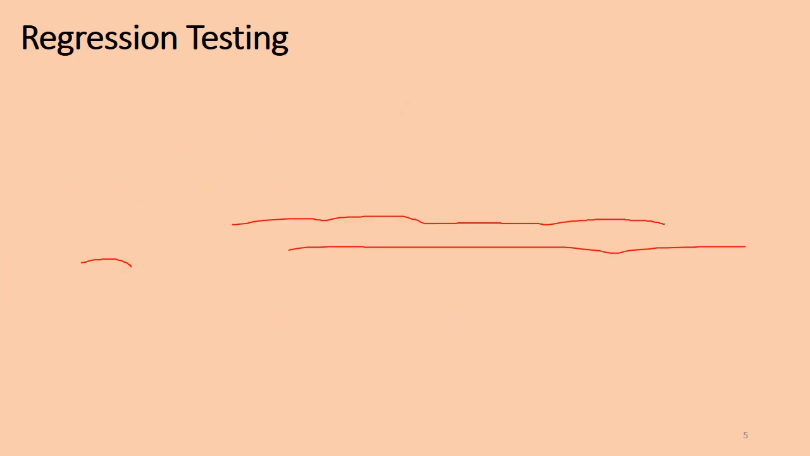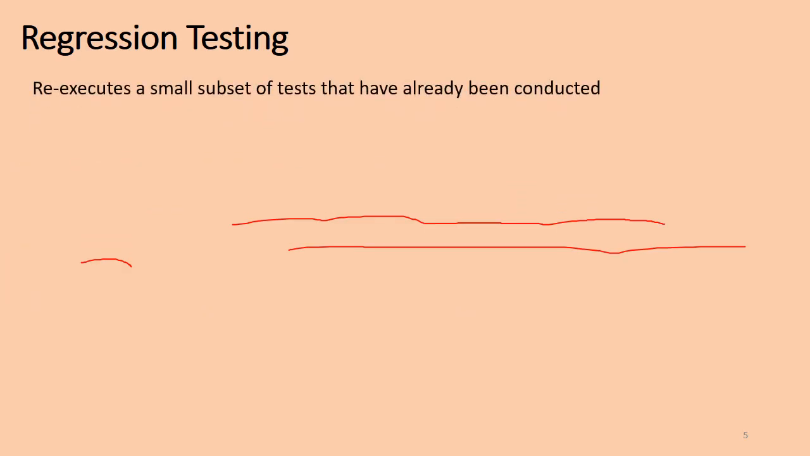Now again, just a summary of this. It re-executes a small subset of tests that have already been conducted. Sometimes, in place of running all the test cases, we just find the suitable test cases, a subset of them, which we have already conducted. Just remember, we are not creating new test cases here. We will just pass the previous test cases. You can run the complete set, or you can just take a subset of the previous ones and then perform.